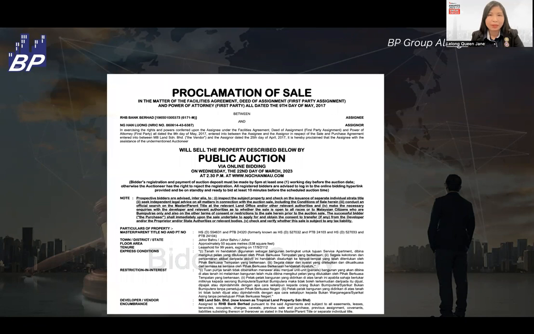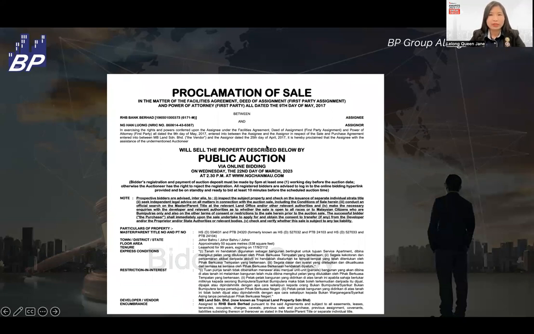This is an example of the proclamation of sales of a LACA case. In this example of the POS, the auction bank is RHB Bank Berhad, and this is the assignor, this person. RHB Bank is going to auction the property of this person through public auction with online bidding. This is already a past auction case, conducted by Ng Chang Mao.